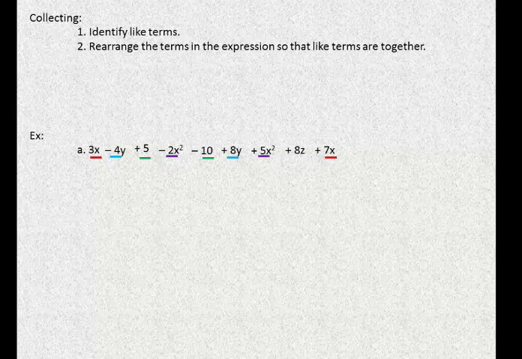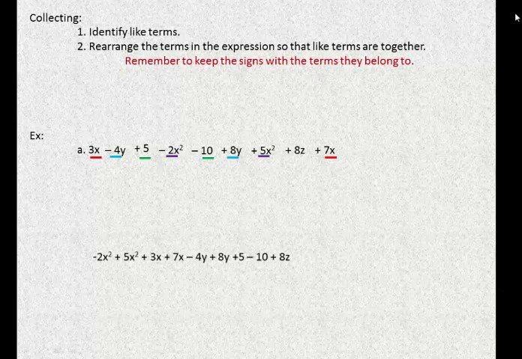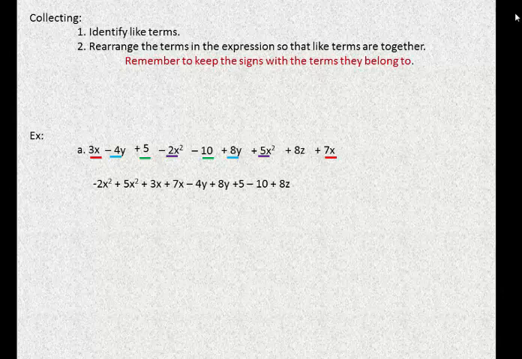The next thing we can do is rearrange the terms in the expression so that the like terms are together. And we want to keep the signs with the terms they belong to. So for example, this minus 4y, when we move the 4y, we want to keep the negative with it. So I have negative 2x squared plus 5x squared, 3x plus 7x, negative 4y plus 8y, plus 5 minus 10 plus 8z. Now when we collect our like terms, we add our coefficients together. And we add our constants together.